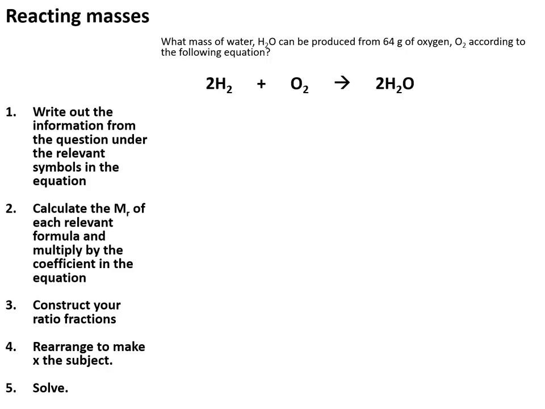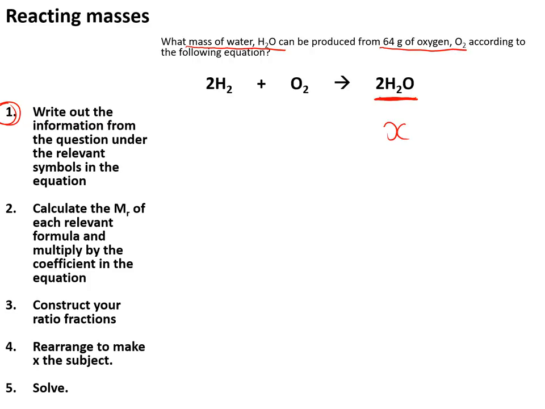So in this one, we're going to ask ourselves, what mass of water, H2O, can be produced from 64 grams of oxygen according to the following equation? We're going to start out by writing out the information from the question under the relevant symbols in the equation. So it's telling us what mass of water. So water is one of our relevant things. We don't know the mass of water because we're being asked it, so we're just going to leave that as X because that is an unknown.